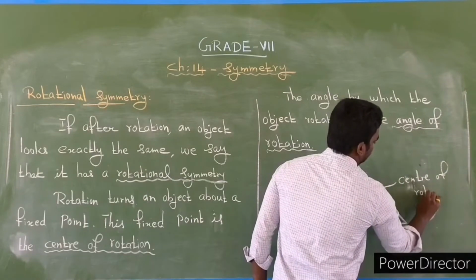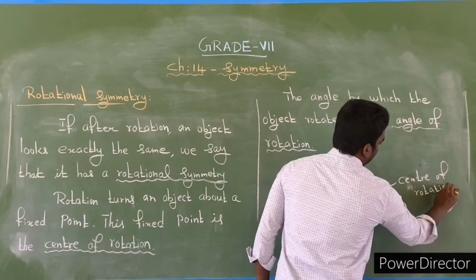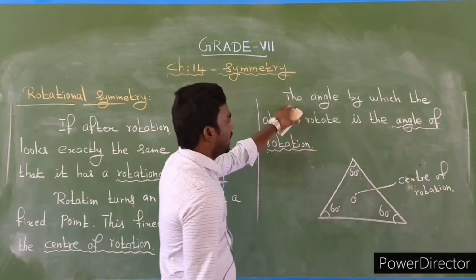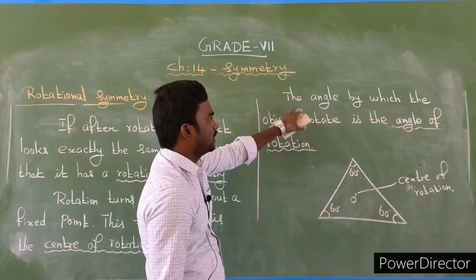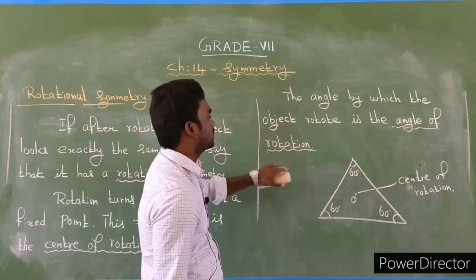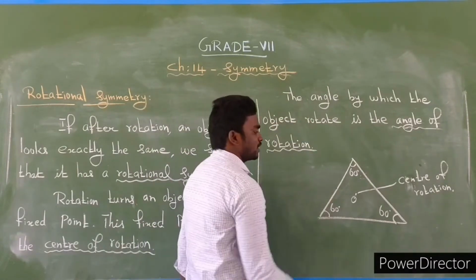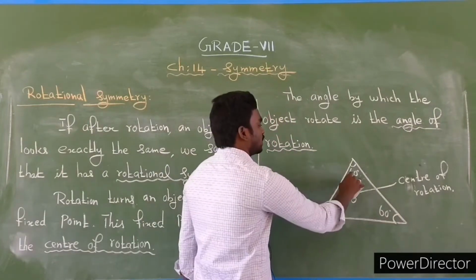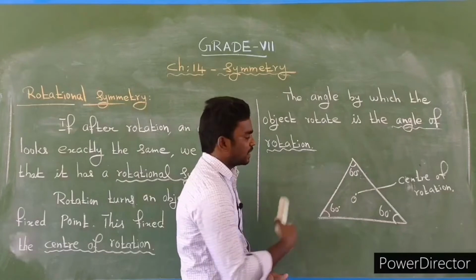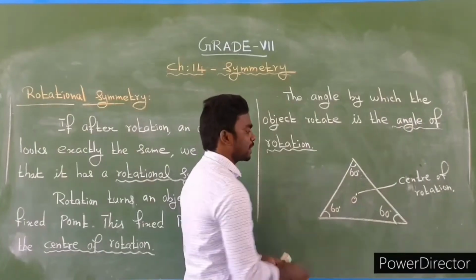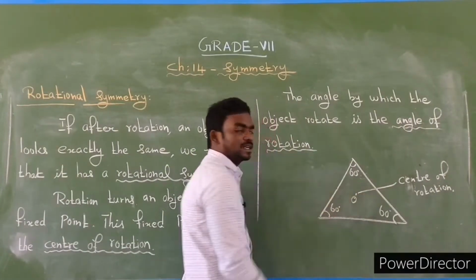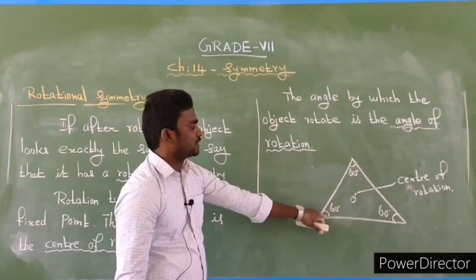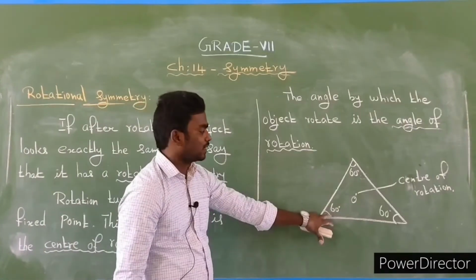So next, the angle by which the object rotates is the angle of rotation. So what is the angle of rotation for this shape? The angle of rotation is 60 degrees. So here when an object rotates and looks exactly the same, it is called rotational symmetry, and the fixed point is called the center of rotation, and the angle by which the object rotates is called the angle of rotation.